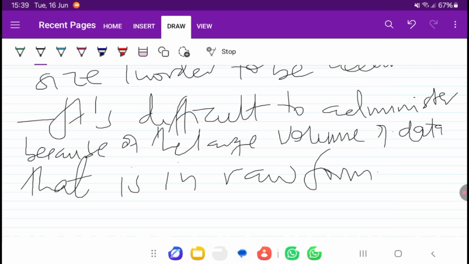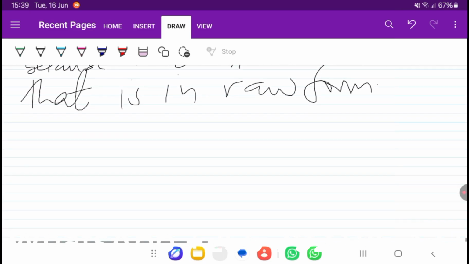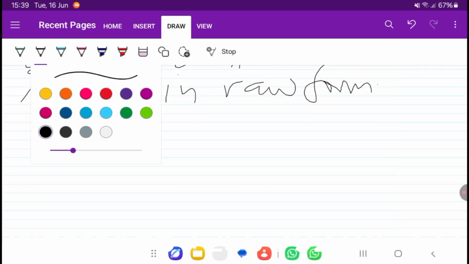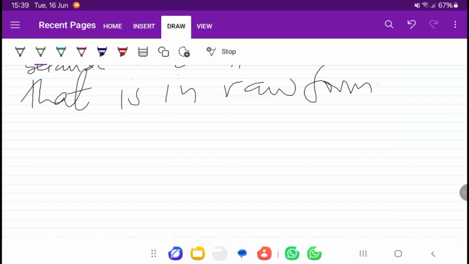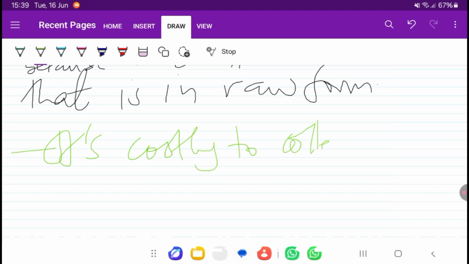Then the last disadvantage we can talk about is cost. Of course, it is going to be very costly. It is costly to collect data using this method.